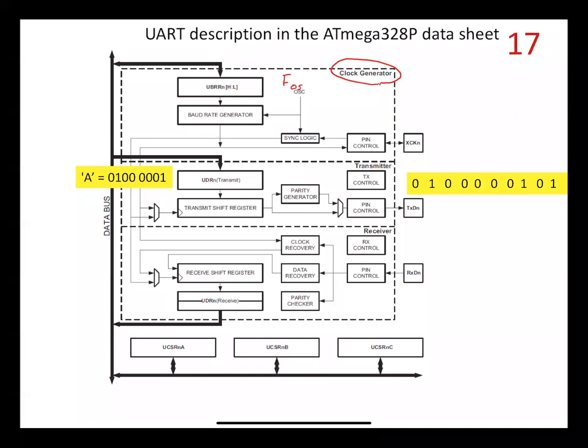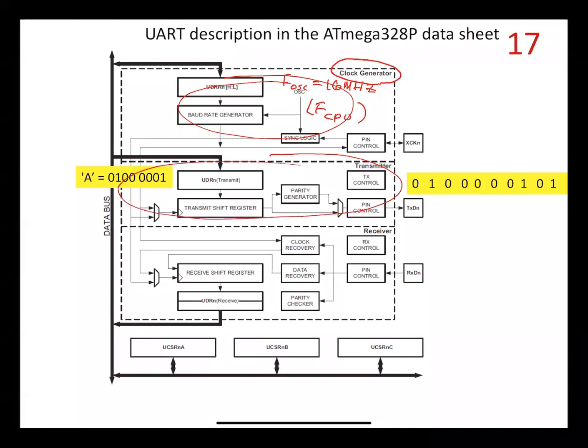So there's a clock generator here, and it starts with our F oscillator, and that was 16 megahertz. That's also called F CPU. That's the speed at which the CPU on the chip is being clocked. And so the purpose of all of this stuff on here is to generate a clock at the baud rate that we need.